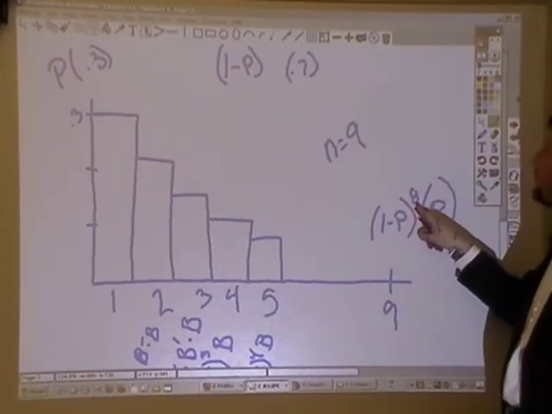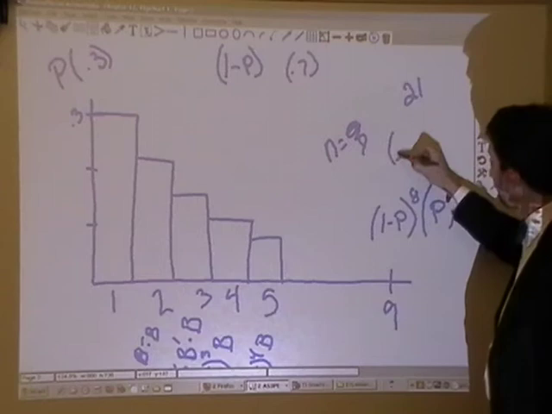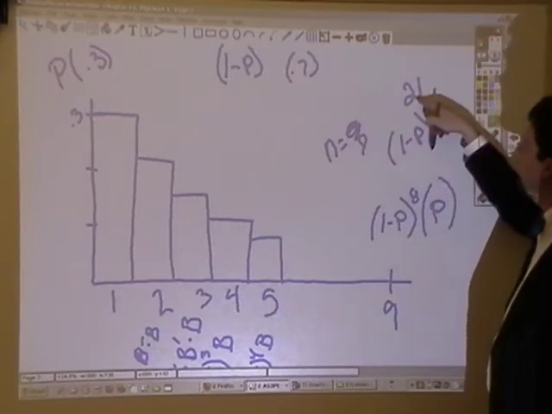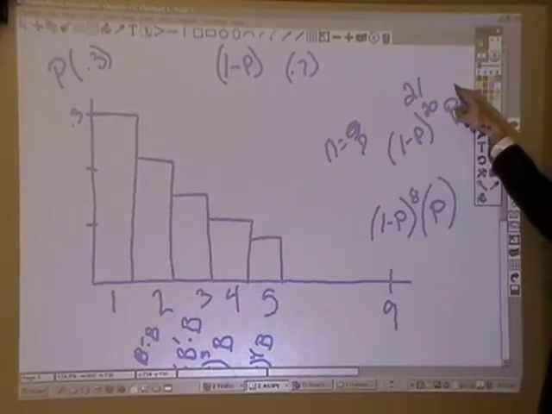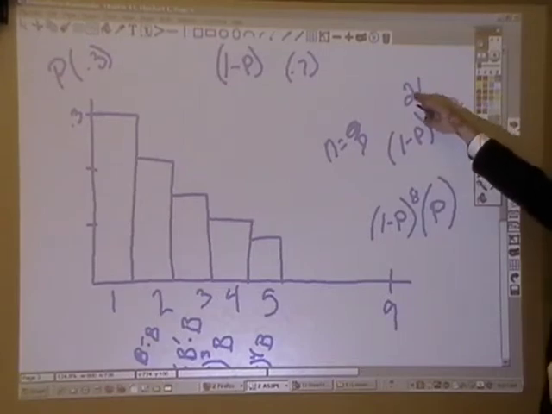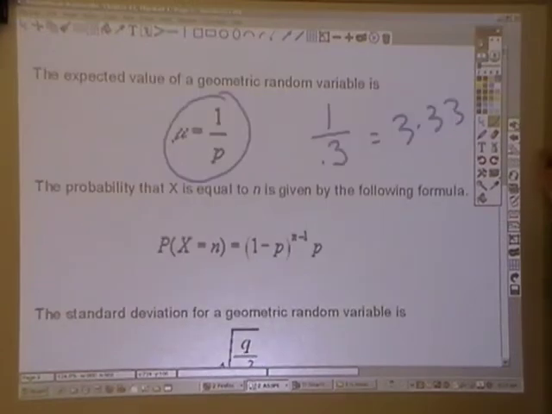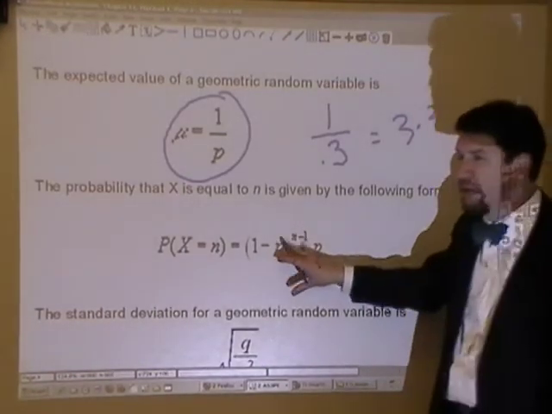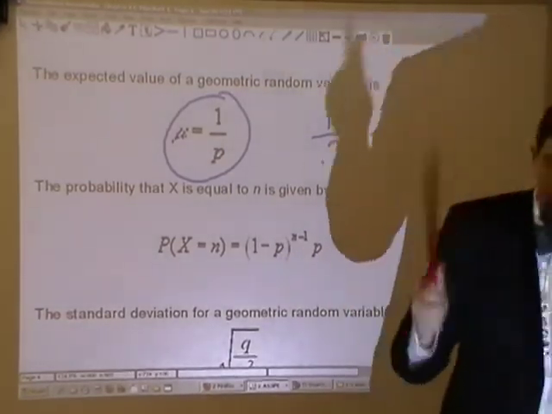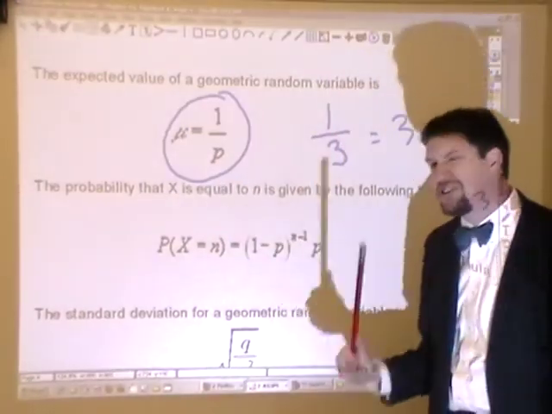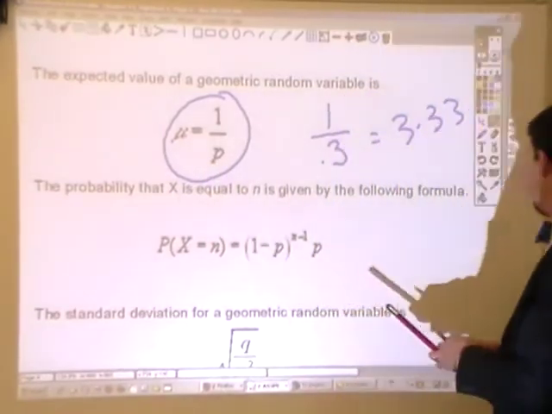If I said, okay, what's the probability it's going to happen on my 21st, so n is equal to 21, then I'd have 21 minus 1, or 20 failures, and then I would have 1 success. The exponent for this is 1, so 20 plus 1 really is 21. So that formula, even though it looks scary, is really not hard. And here's what you need to think: you don't need to memorize this formula. What you need to do is use common sense and ask, what's going to happen? What happens on my first trial, next trial? How many failures am I going to have? And then when do I have success?